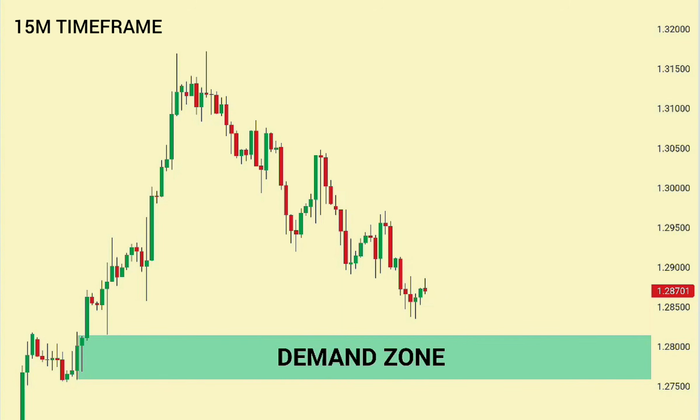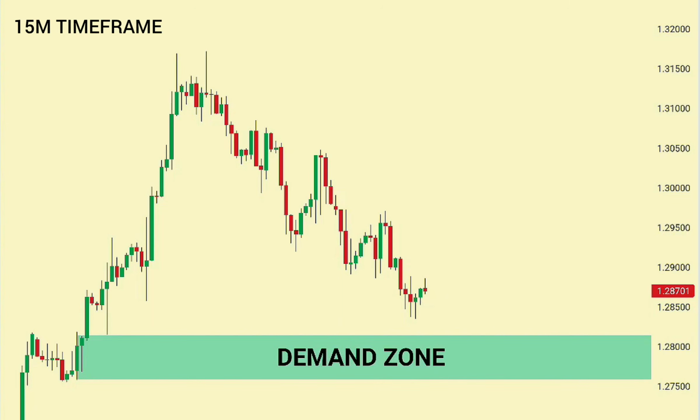But notice the word possibility. A demand zone doesn't predict the future. It highlights an area worth watching. And here's the mistake many beginners make. They place a buy order the moment price touches the zone, assuming it must bounce. Professional traders don't think that way. They let the market reveal whether buyers are actually defending the area again before committing to a trade.